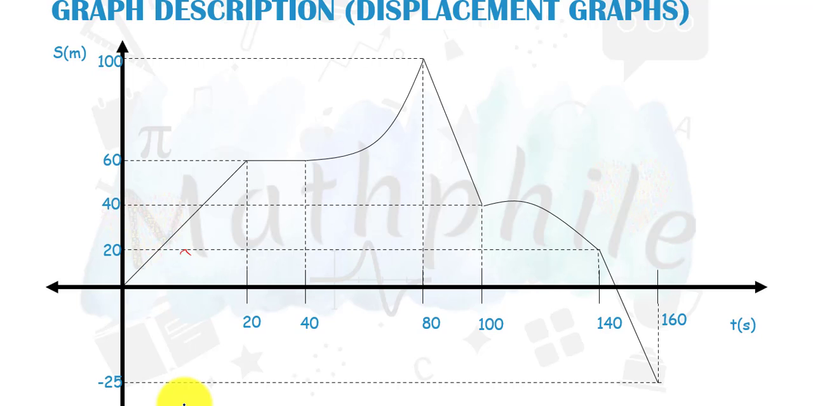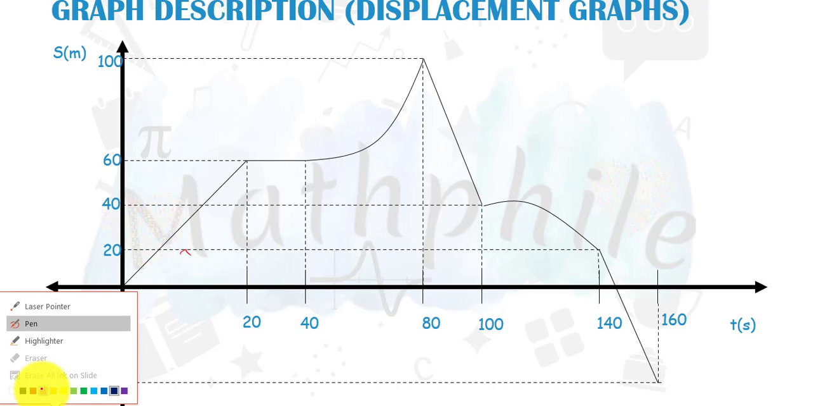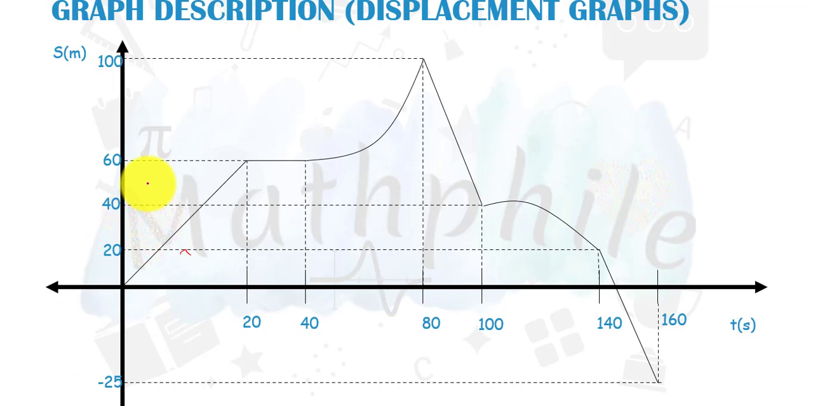Can you give me the actual constant speed? A constant speed of 3 meters per second. Okay, there was a constant speed of 3 meters per second. Between 20 to 40, what can you tell me? The particle was at rest. Okay.